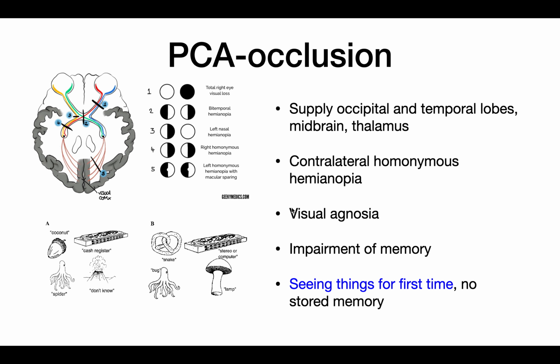The visual agnosia is going to be due to the impairment of memory, because there's a problem with the coordination and the relay of the sensation, and the association and memory recall problems due to the stroke in the temporal lobe. So in these patients, everything that they see is going to be seen for the very first time. There's no stored memory. They're just going to say words and hope for the best.